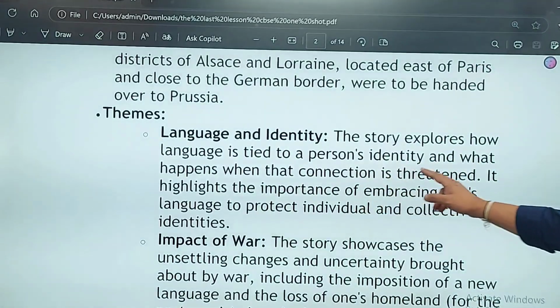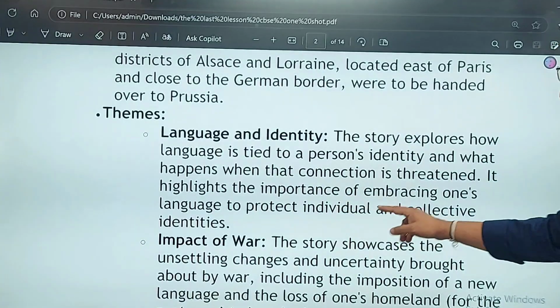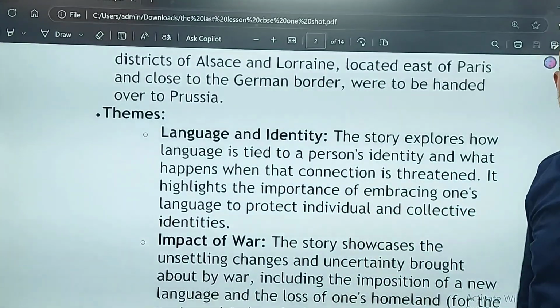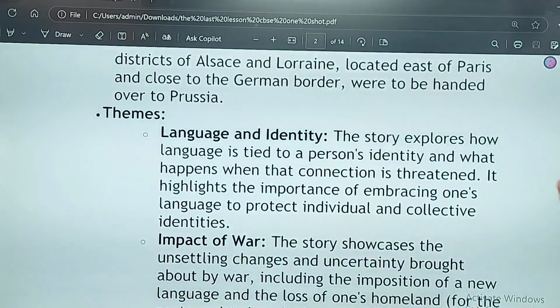What happens when that connection is threatened? It highlights the importance of embracing one's language to protect individual and collective identities. This is an important passage. Please take a screenshot so that you can use this in your answers.